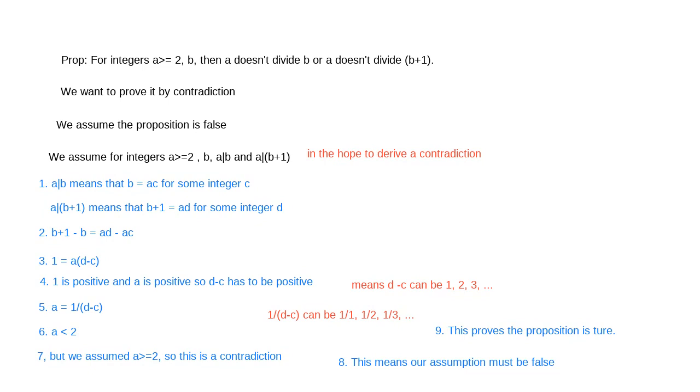In step 3, how do you know that A is positive? We assume A is positive. You see, A is greater than or equal to 2. You see in the first line, A is at least 2.